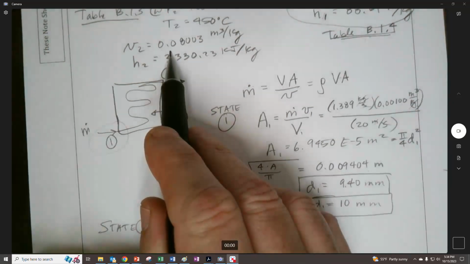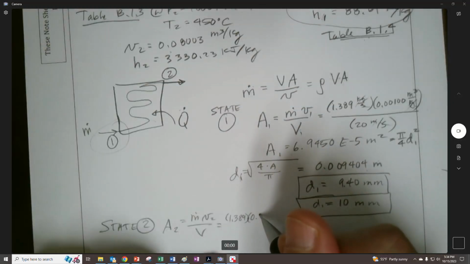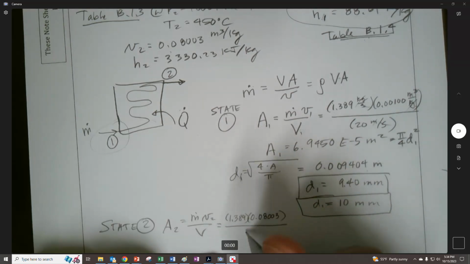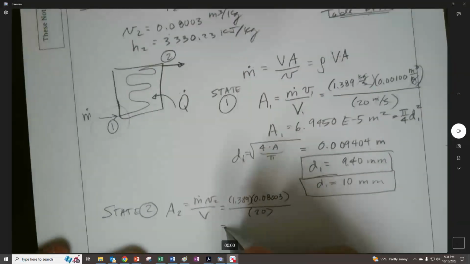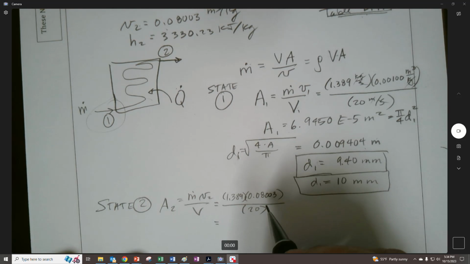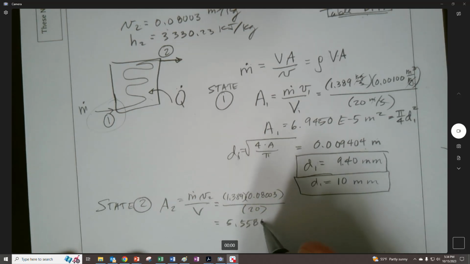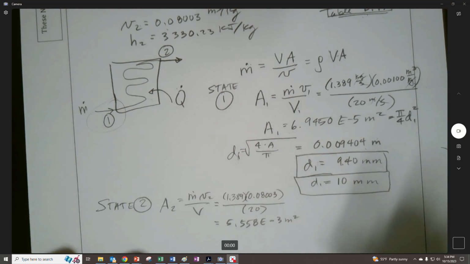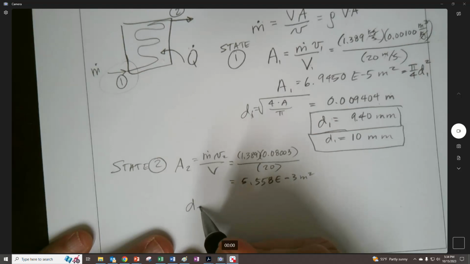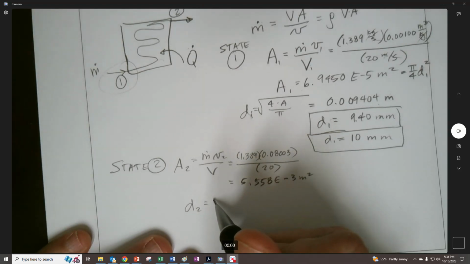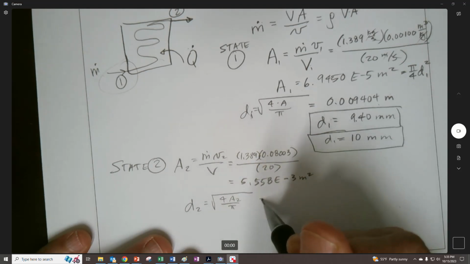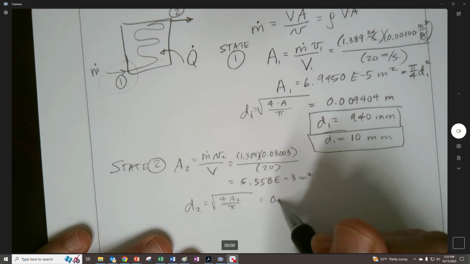And now we're going to use the specific volume here of steam, and divided by 20. And we get a larger number for this one, but still kind of small, I think. It ends up being 5.558 E minus 3, but I would want to find the diameter here, so we have the square root of 4 times A2 over pi.